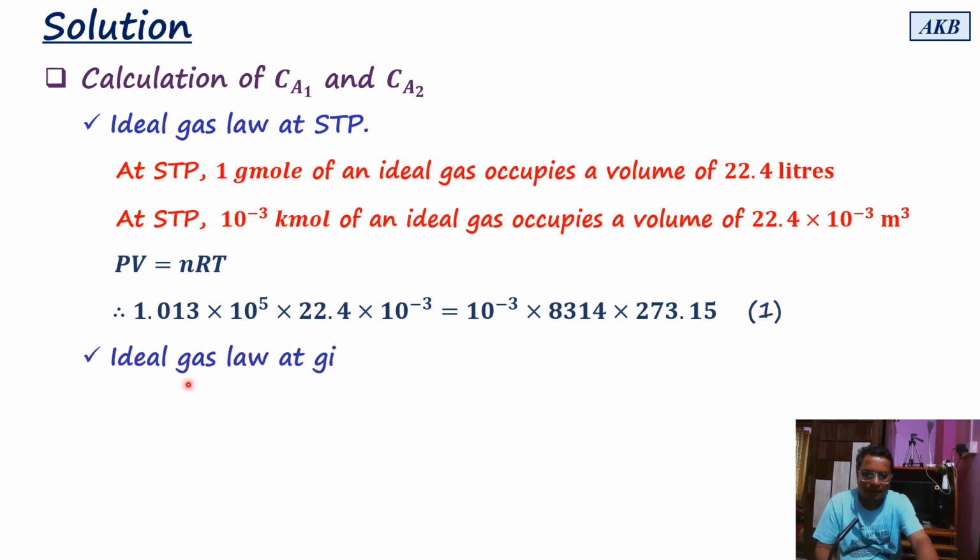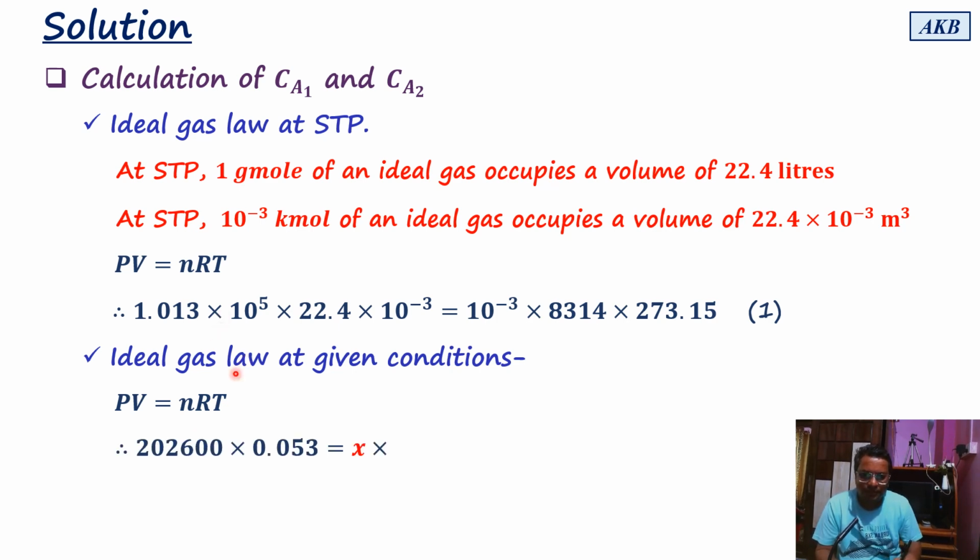Then we will apply the ideal gas law at the given conditions. What are the given conditions? Temperature is given and pressure is given to us. Again, the ideal gas law is PV equals nRT. So pressure is 202,600 Newton per meter square, 2 atmosphere, which is 202,600 Newton per meter square. We have done that previously.